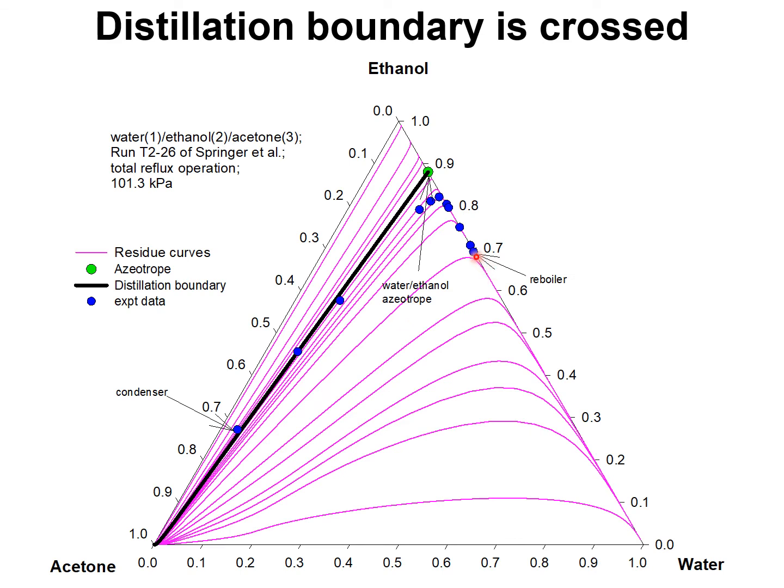The experimental data in one of the experiments of Springer are shown by the blue circles. This is a reboiler composition, and this is the condenser composition, and we note that the experimental data show that the distillation boundary has been crossed from the bottom half to the top half as we move up the column from the reboiler to the condenser.